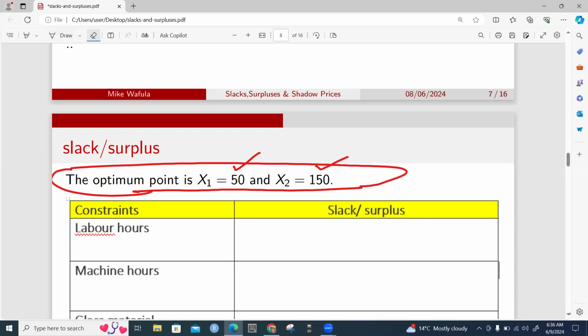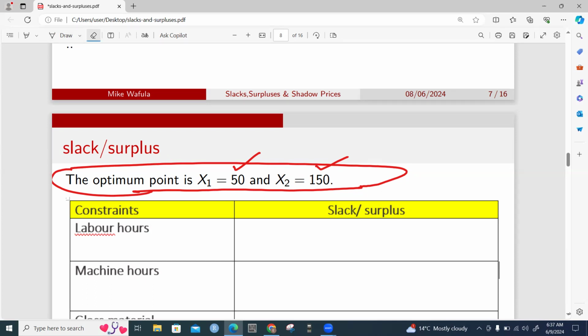What is the performance of the constraint at optimum? And therefore, what then is remaining as a spare capacity of the underutilized or of fulfillment? So we calculate the slack and surplus at the optimum point of the linear programming problem.